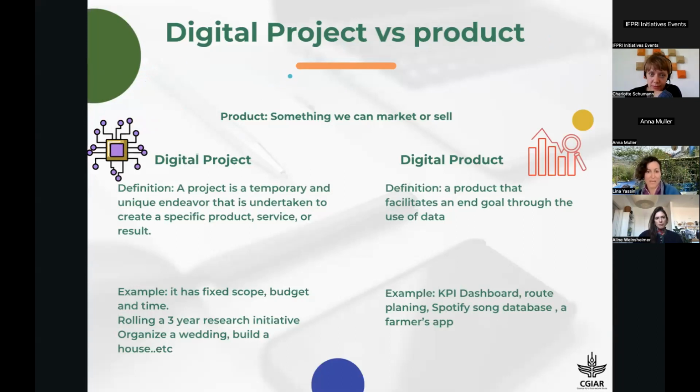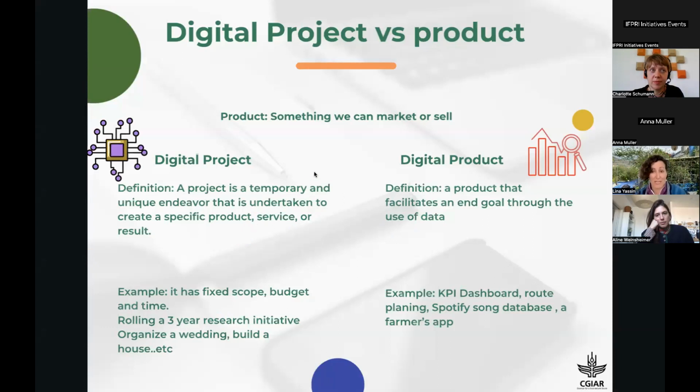Now, a product, as we said, is something that you can market or sell, but that facilitates an end goal through the use of data. We're really offering a journey end to end, and we're using the data in order to provide the service. For example, because a project has fixed scope, budget, and time, we could say rolling out a research initiative is a project. Organizing a wedding, building a house, it's a project. But what happens when the funding finishes? Most likely we have to maintain such a project, or it dies.